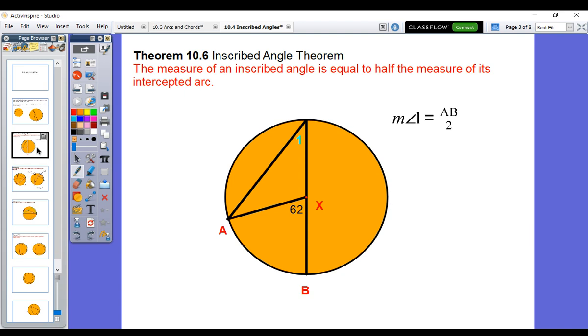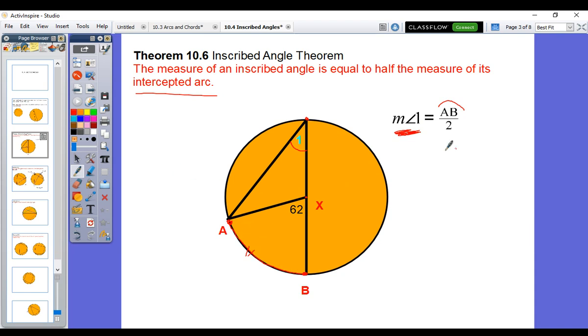Now, this kind of goes to the theorem. The inscribed angle theorem says that the measure of the angle, so for example, here's an inscribed angle because the vertex is on the circle, is equal to 1/2 the measure of its intercepted arc. This is the arc from here all the way to here. This is the arc of this inscribed angle right here. So the measurement of angle 1 is equal to 1/2 of arc AB. So take AB divided by 2.